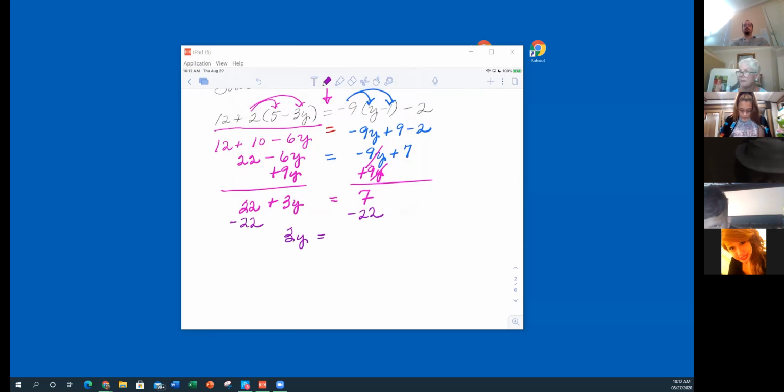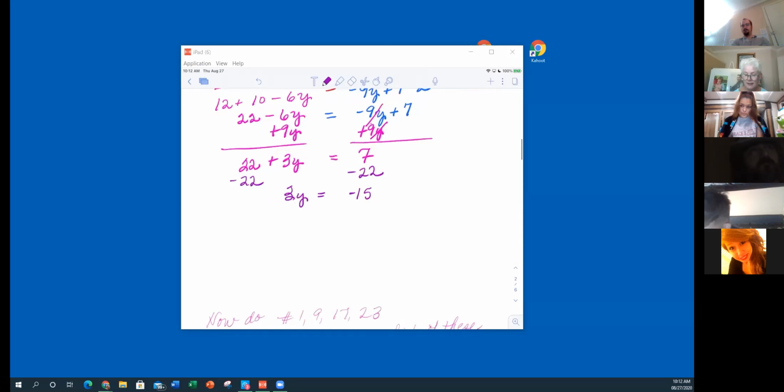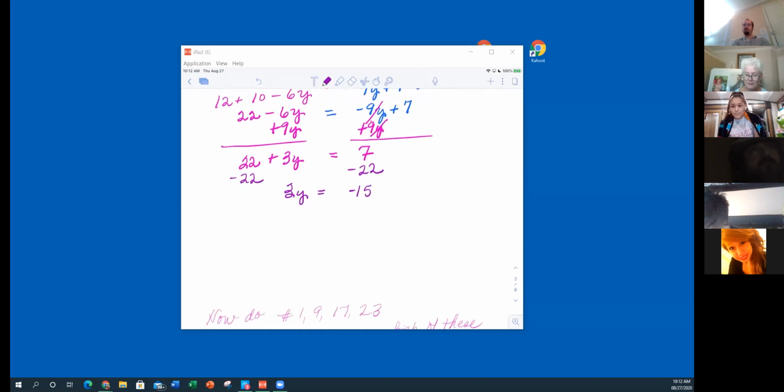Again, those signs are opposite, so I subtract: 22 minus 7, which is 15. And because the bigger numeral is negative, I keep it negative. Now I have 3 times y equals negative 15. I want to get the y all by itself. You divide by 3 and then your answer should be negative 5. That's right. To get rid of multiplication, you do the reciprocal operation or the inverse operation, which is division. So I'm going to divide both sides by 3, and I get y equals negative 5.